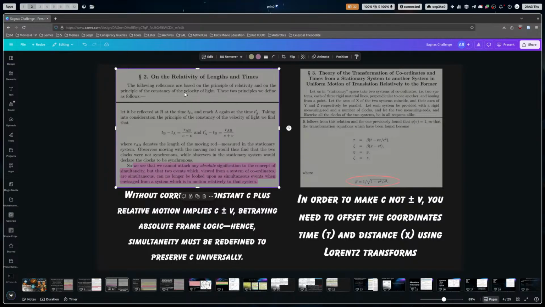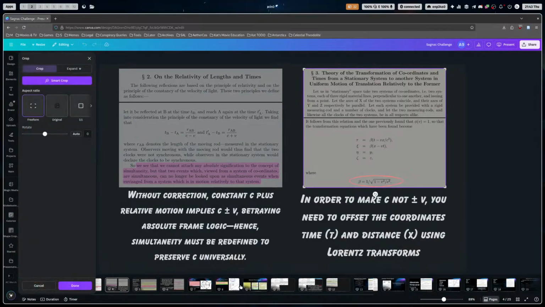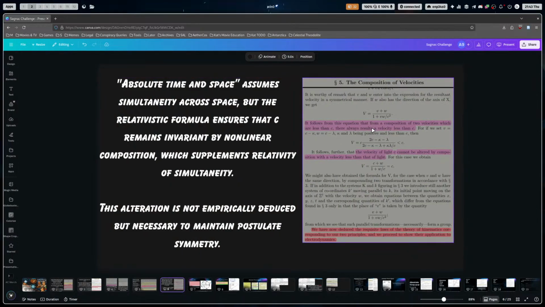Remember the constancy of the speed of light here, right? We're not going to have a situation that's going to lead to c plus or minus v. We're going to use Lorentz transformations. And on top of that, even if there were a case somehow where there was c plus or minus v, we're going to use velocity composition to make it not so.